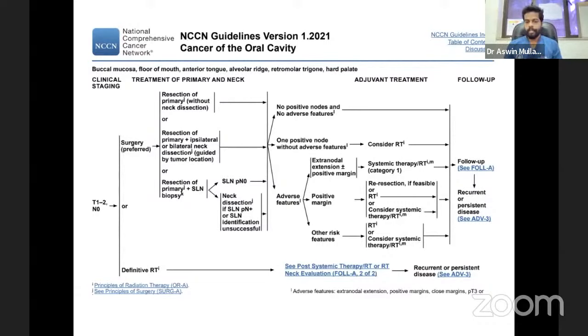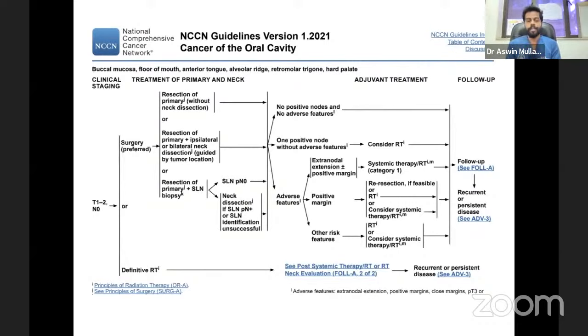So mostly this will evoke little confusion for you people seeing all these graphs. So I will make it very simple. You can see the left-hand side, clinical staging, T1, T2, and N0, tumor size. So this T1, T2, and N0 means early tumor with negative nodes. Early tumor with no nodes.